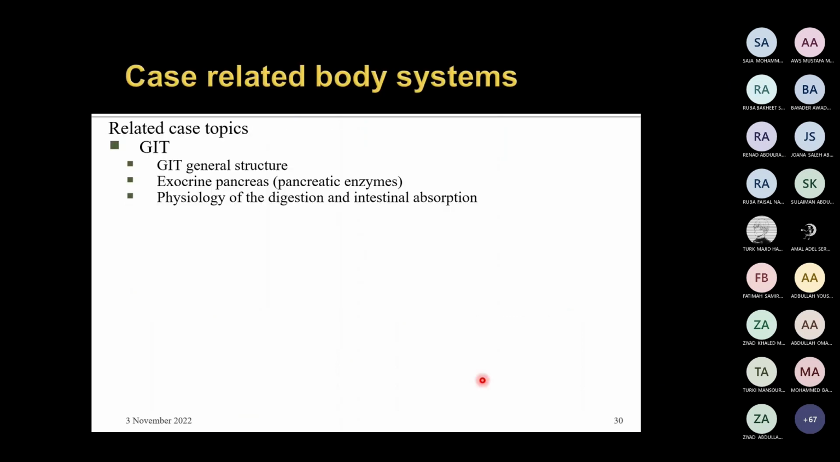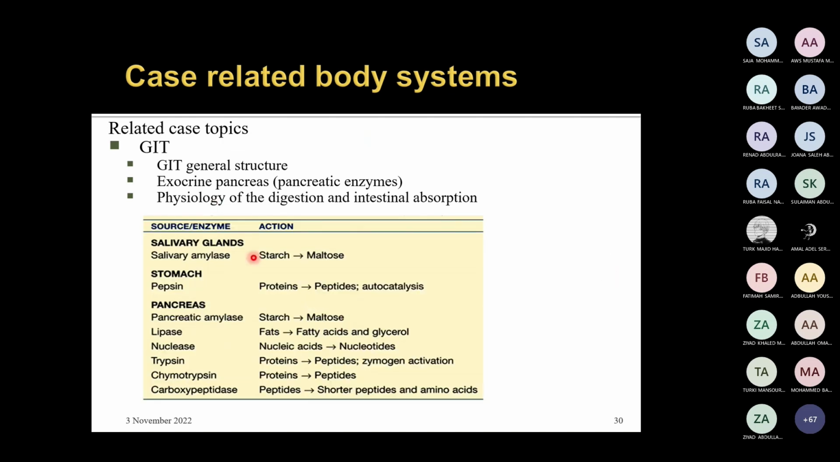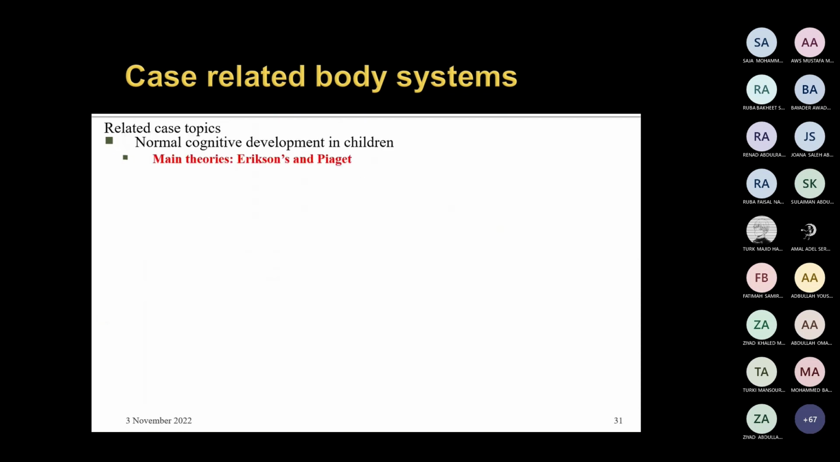and how this physiological function is affected when you have cystic fibrosis. Okay, there are other related topics you have to study during the week: GIT structure, the exocrine pancreas, physiology of digestion and intestinal absorption. I will not go through them. Just a reminder, you should by now know exactly what the enzymes involved in digestion are, starting from the salivary gland enzyme, salivary amylase, what happens in the stomach, what happens in the pancreas. All these enzymes are part of your study this week.